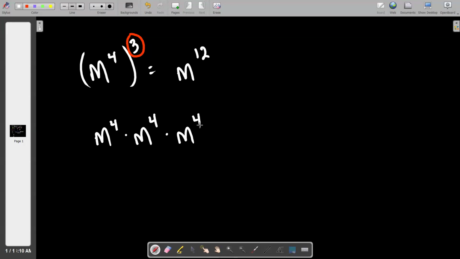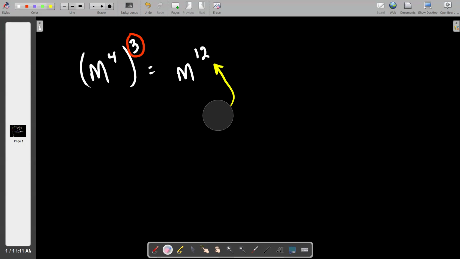Now go back to the first rule we learned today. What do you do when things are stacked side by side with their exponents? You add them. 4 plus 4 plus 4 is 12. Now, there's a much shorter way, of course, to do that. Instead of showing it like that, couldn't I have just taken 4 times 3? Yes, correct. Okay, let's go again.